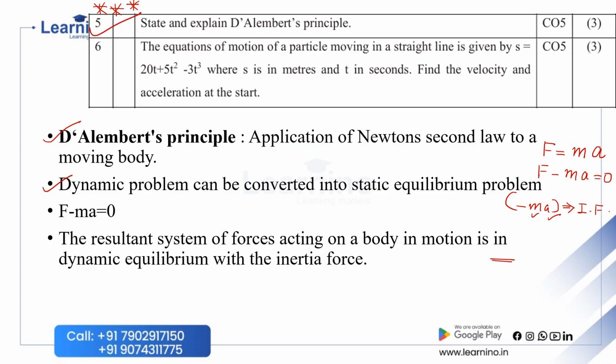If our acceleration is in this direction, our inertia force will be acting opposite to the direction of acceleration. And we can write F plus minus ma is equal to 0, or F minus ma is equal to 0. Okay, we can write it both ways. This is D'Alembert's principle.